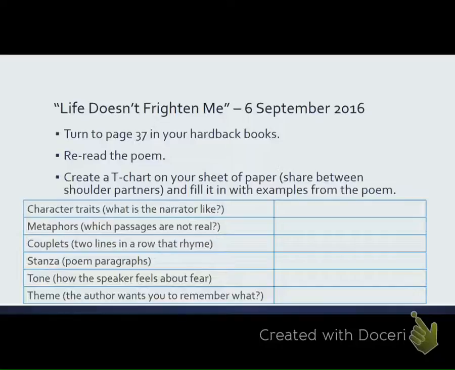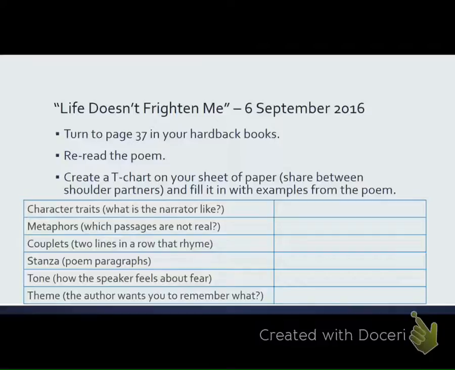Metaphors. Which passages are not real? Metaphors are, well, they're just that. They're literally a passage that compares 2 things directly. Give me an example. Couplets. They're 2 lines of poetry in a row that rhyme. Find me an example there. Stanza is a poem paragraph. Simply write one of these stanzas that you see in the poem.